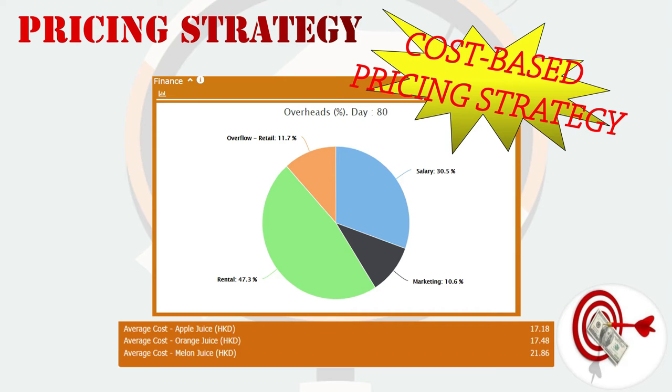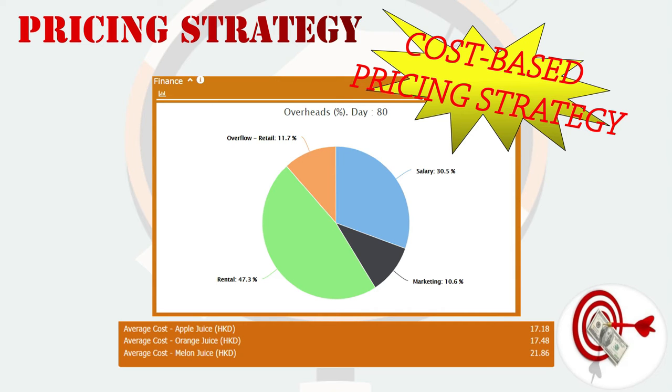In the pie chart, we can see that the rental occupies the biggest part of the overhead, at 47.3%. Next is salary at 30.5% and overflow retail at 11.7%, as the punishment for ordering too much. And the last one is marketing at 10.6%. As we know, we need to do marketing in order to attract more customers and increase the demand.